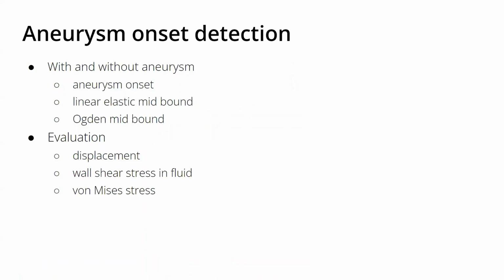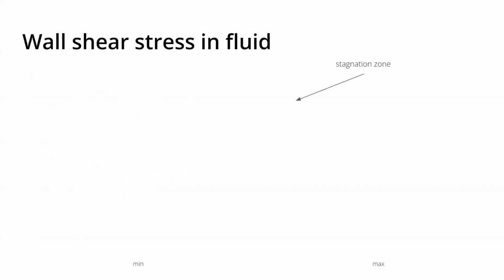And what we are taking a look at is aneurysm onset. So we run the simulations with the actual aneurysm, and what happens if we cut it away manually, and then compare with the linear elastic and the non-linear elastic models, the displacement, the wall shear stress in the fluid, and the actual stresses in the solid wall. And these are important points because especially the wall shear stress is considered to be one of the major quantities that you can use to understand brain aneurysms.